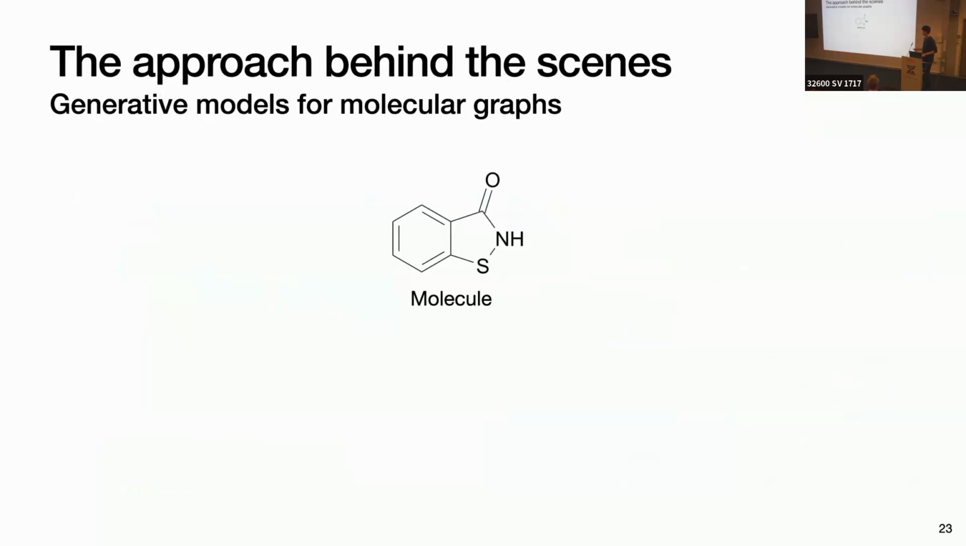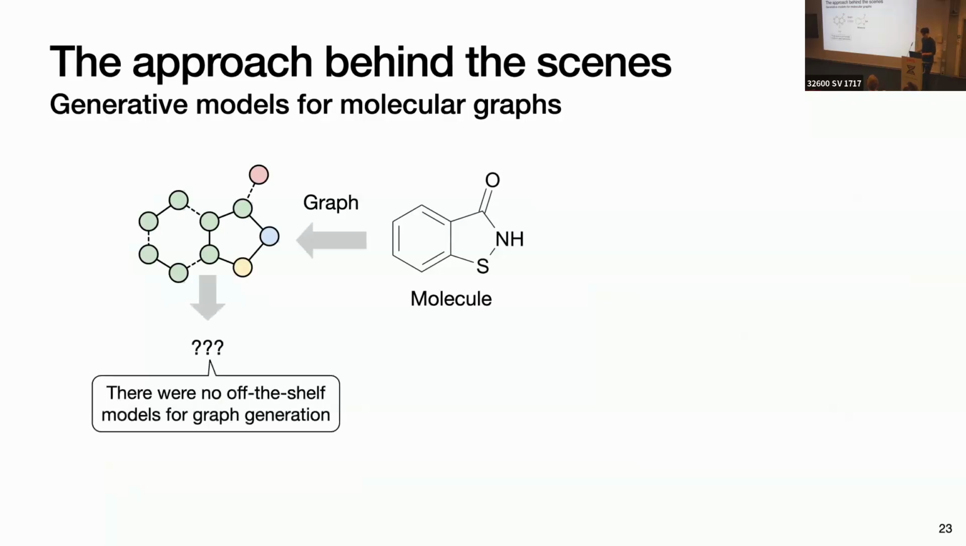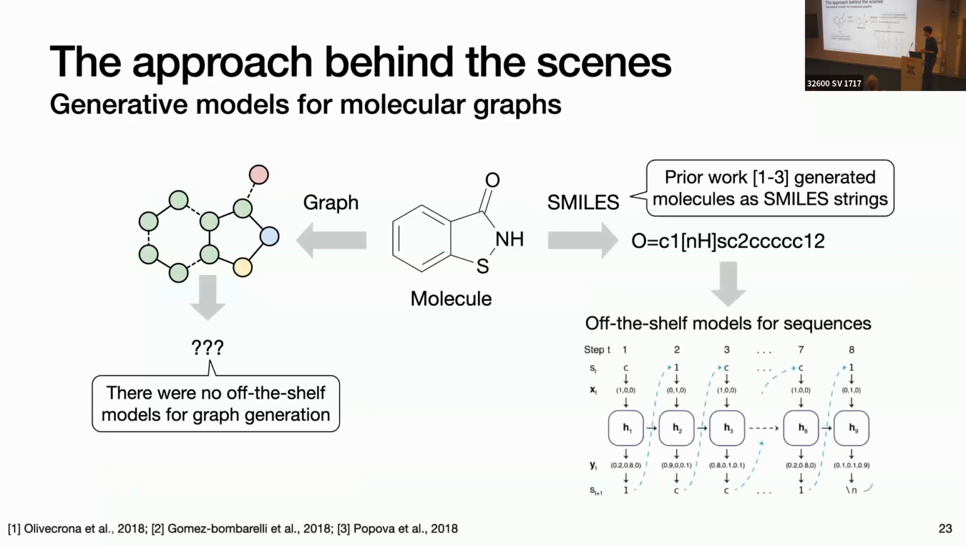Just to formulate the problem a little more clearly: we have a molecule that can be represented as a graph, where each atom is a node and each bond is an edge. When I first started working on this problem, about 5 or maybe 8 years ago, there weren't many methods developed for generating graphs. So what people typically do is convert the molecule into a string, and then generate molecules as a sequence.